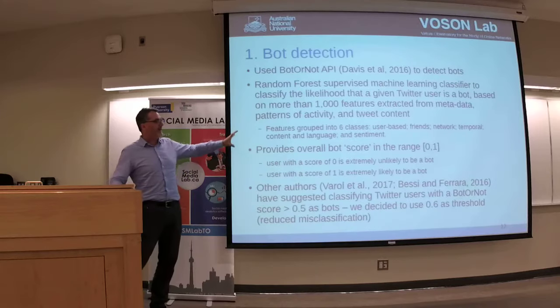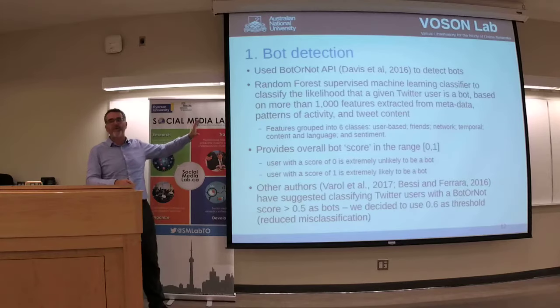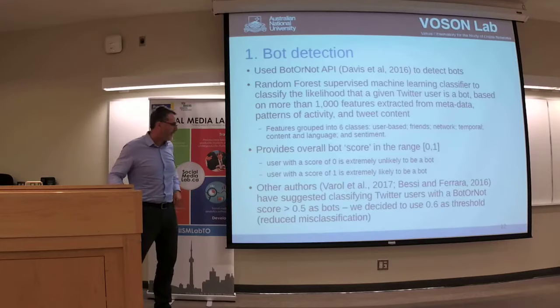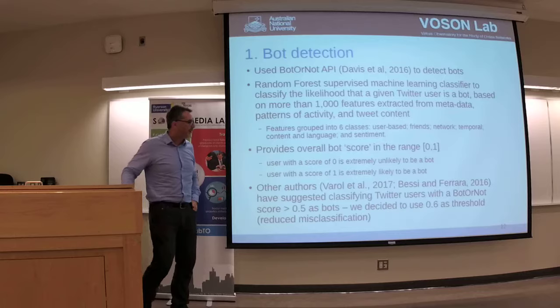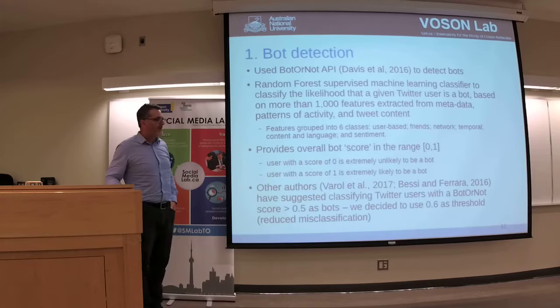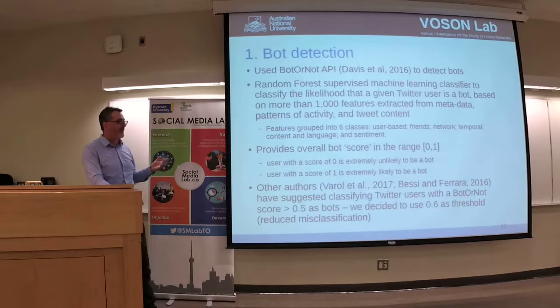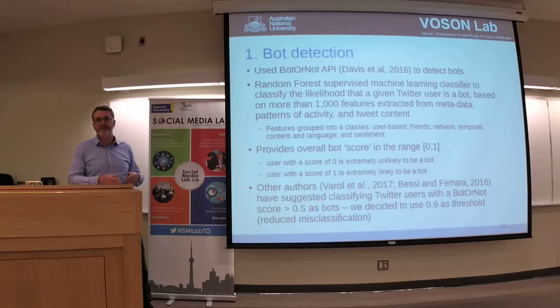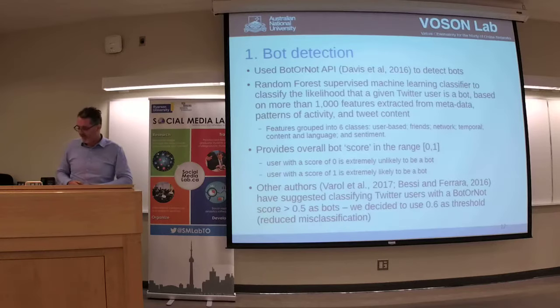So for us, it's like a black box. We didn't try to improve upon the machine learning approach for this particular research. We just took it as it was, and we coded up our data that way. For this research, we decided to use a cutoff of 0.6. Other researchers have used a cutoff of 0.5, so if the bot score is above 0.5, then they're classified as a bot. We used a slightly higher threshold of 0.6 because we looked at it and felt that that led to less misclassification. But I'll return to this issue of misclassification.